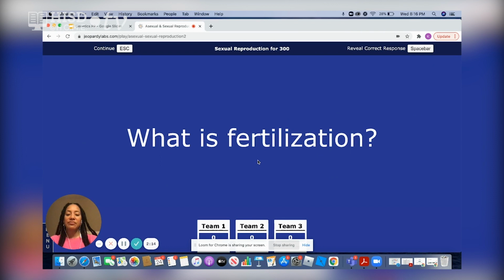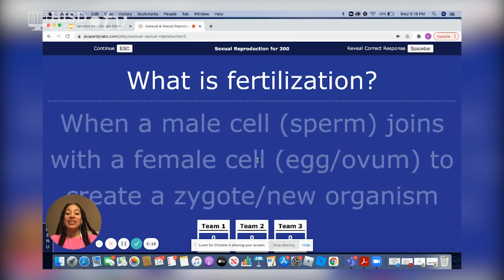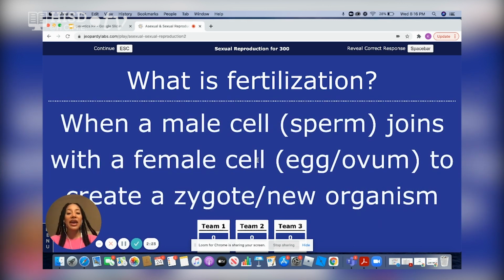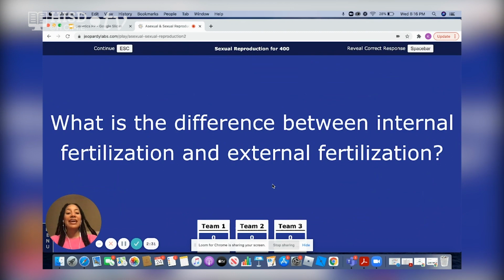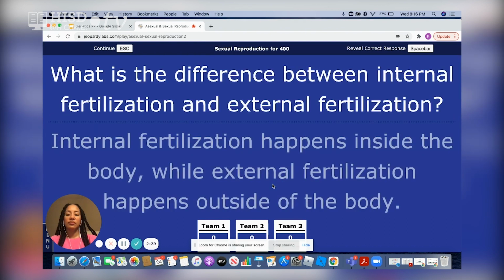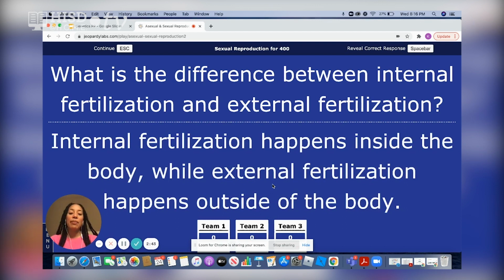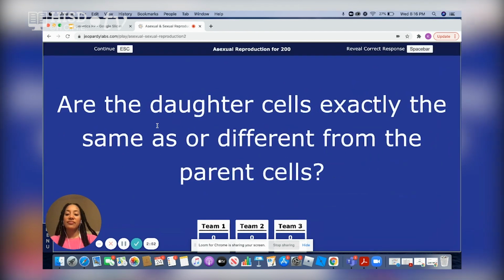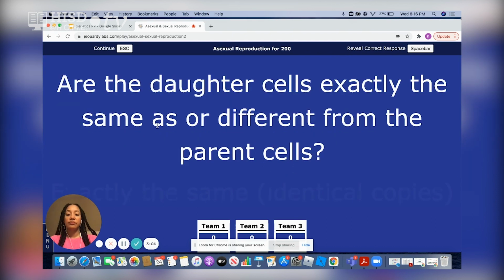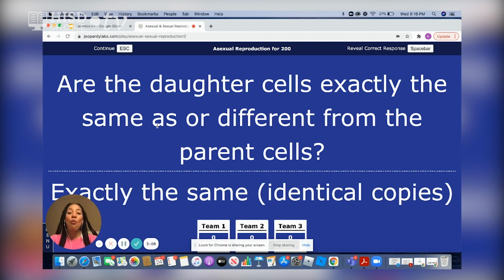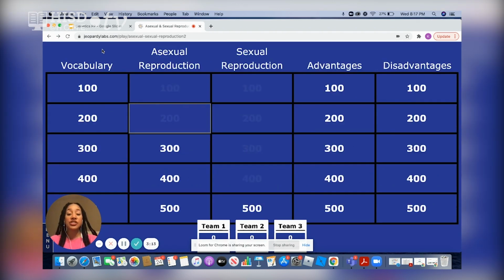What is fertilization? Yes, it is when the male cell joins with the female cell to create a new organism. Sexual reproduction for 400. What is the difference between internal fertilization and external fertilization? Internal fertilization obviously happens inside of the body, whereas external fertilization happens outside the body. Let's go to asexual for 200. Are the daughter cells exactly the same as or different from the parent cells? And remember, we're talking about asexual reproduction. Right. They are exactly the same because it's just one parent. So that parent transfers 100% of their genes to the offspring.